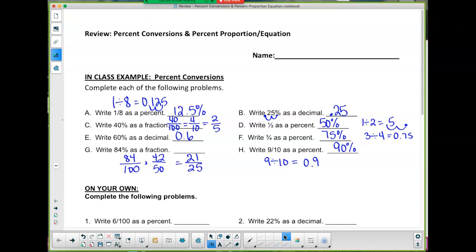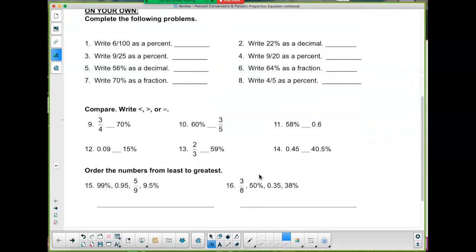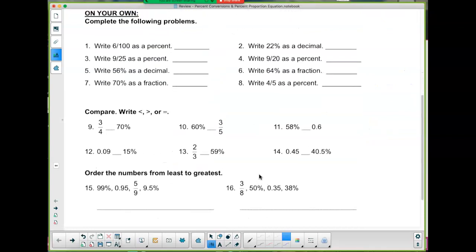Now, what I want you to do is the next, well, there's 16 problems there. I'm going to give you a few minutes. The first part is just like what we just did, and then there's some comparing. I would write both as percents and then compare them, and then putting them from least to greatest.